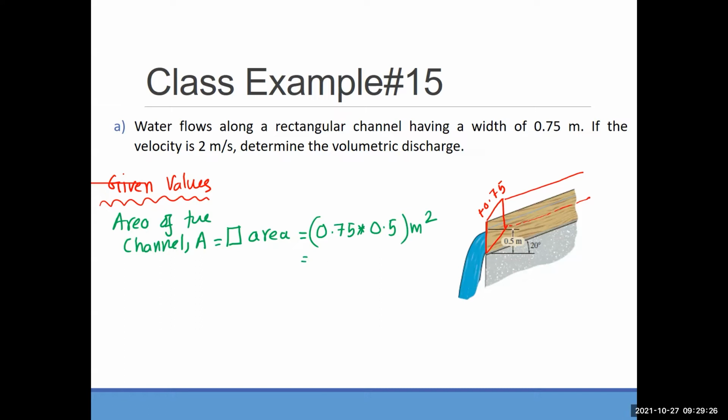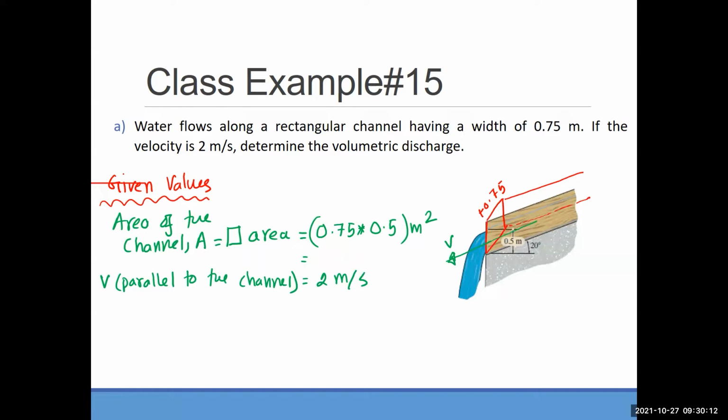The next one is the velocity, 2 meters per second. Now here we need to work a little bit. This velocity is coming from this channel, parallel to this channel right here. So what I will write down here is the velocity parallel to the channel is 2 meters per second.